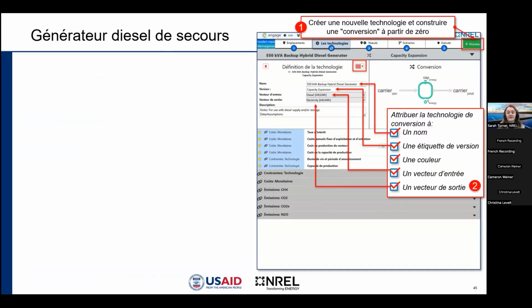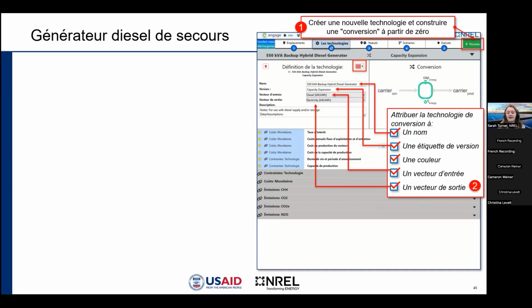With our diesel supply set up, we are now ready to start building our diesel generator, which we will say is a fairly large diesel generator at 550 kilovolt amps, given the hospital's demand. First assign the input carrier as diesel, and then assign the output carrier as electricity. If you follow the instructions on the slide, you'll see you should also create a version tag and color, and then click Save.